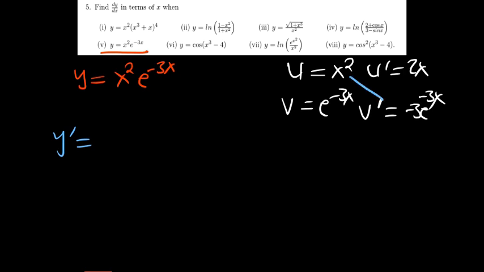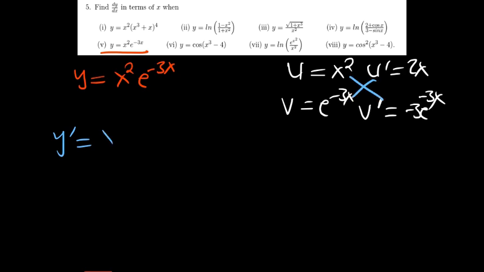Okay? So therefore, if we're going to say that our y will be x squared, u prime is 2x, our v is e to the power negative 3x, therefore v prime becomes negative 3. So notice that for an exponential, the power doesn't change. So therefore y prime, it doesn't matter what you start with, but you need to multiply these.